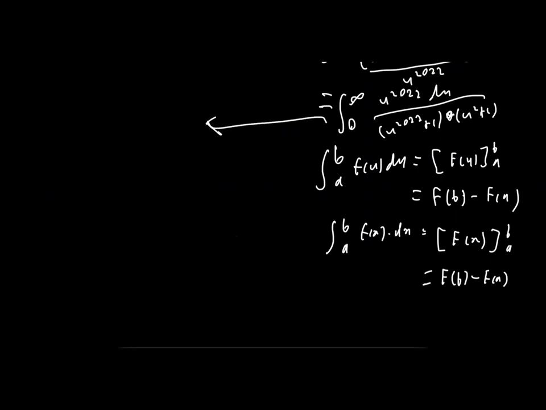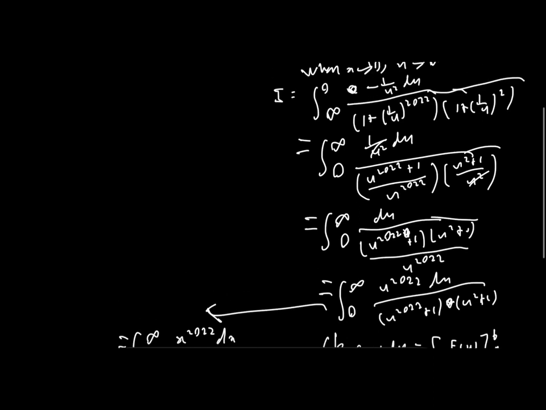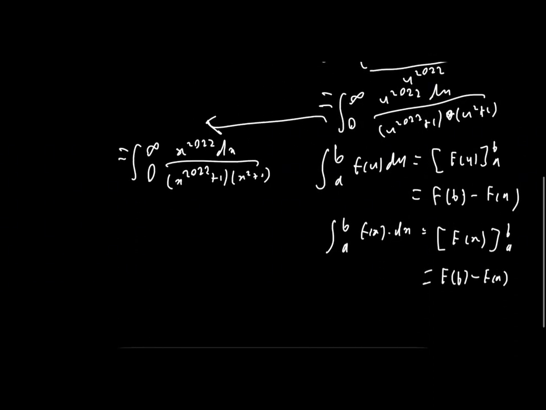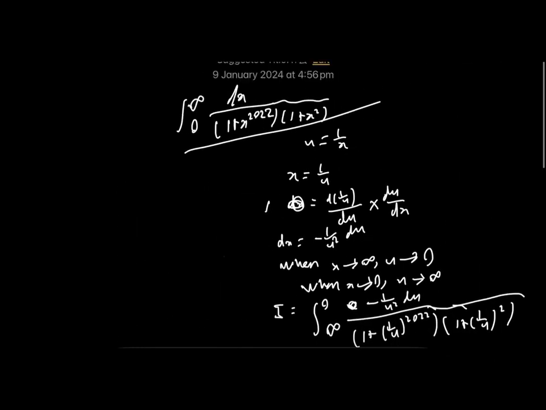So here, let's just change the u to x, so it will become dx on x to 2022 plus 1 times x squared plus 1. Okay, so let's add now this one and this one. We know they're both equal to I, which is the value of the original integral here.